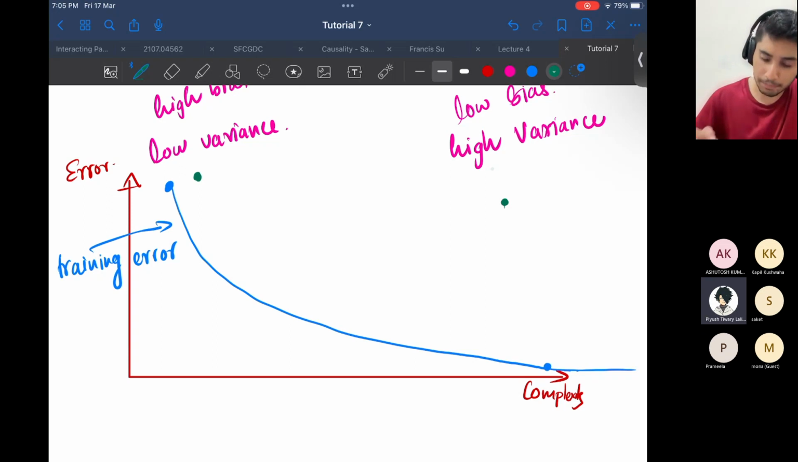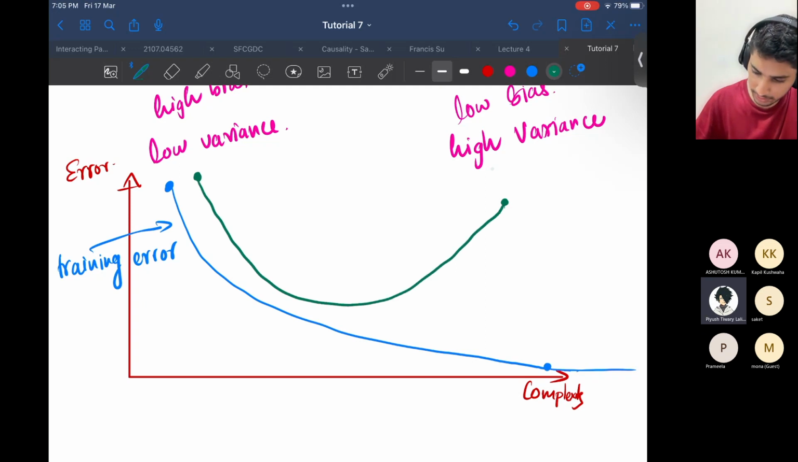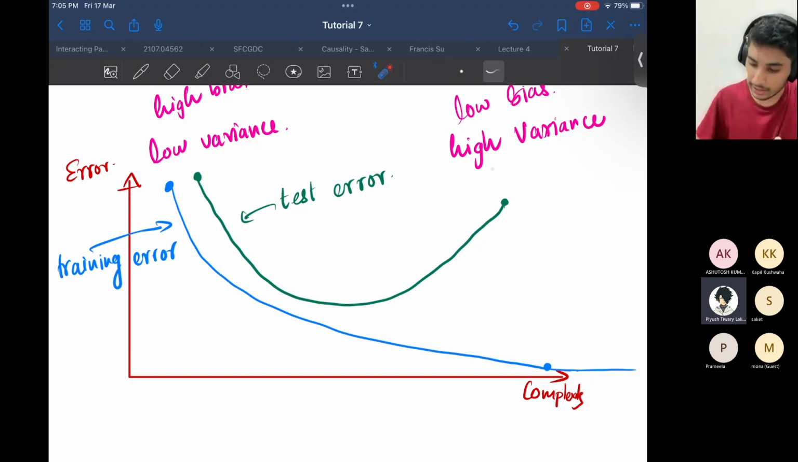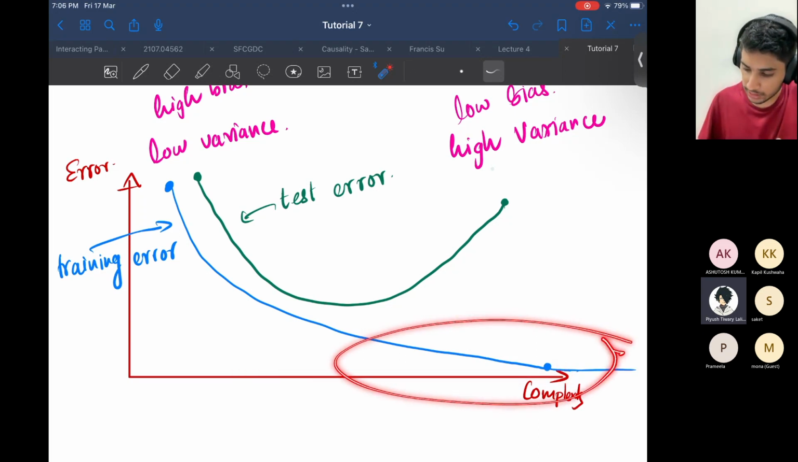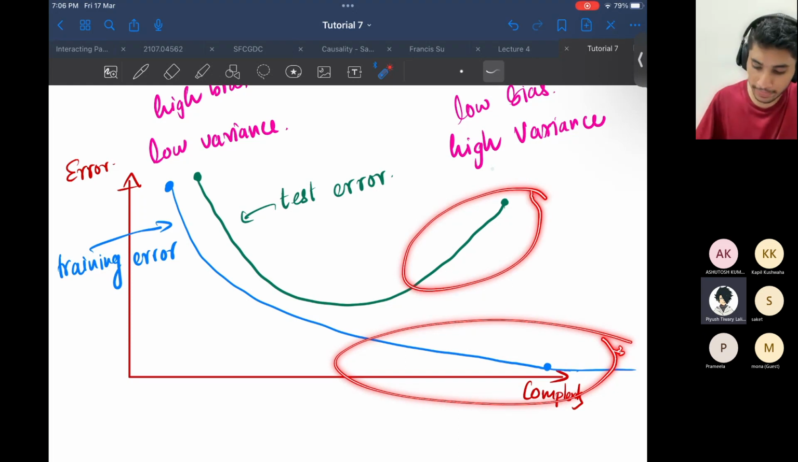This is what people observe also. So let me just make it like this. This is how the test error would look, right? This is the test error. So what we are able to see is that as I increase my complexity, in this area, though my training error is low, my testing error is still high.